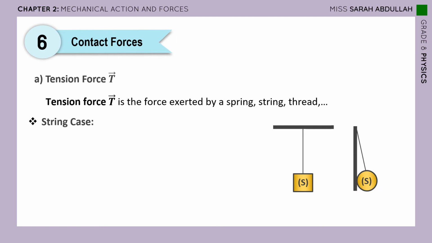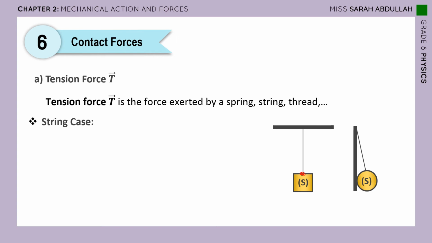So I know that if the string didn't exist in both cases, then both objects will fall to the ground. But something is preventing their motion, and it is the force that is exerted by the string on them, which is the tension force. So first of all, we said it's a contact force. So the point of application of the contact force is the point of contact. So what is the point of contact between the string and the object? It is right here. This is where they meet.